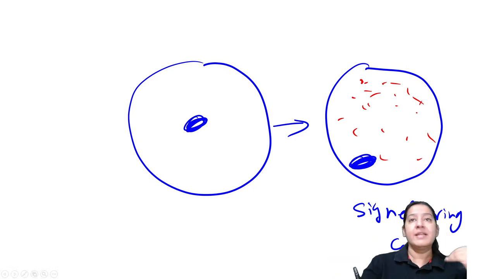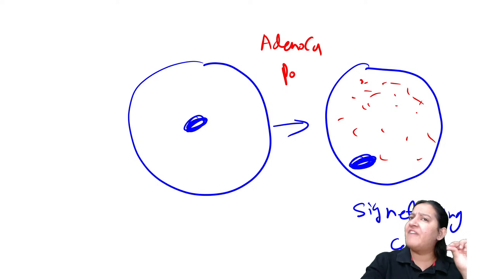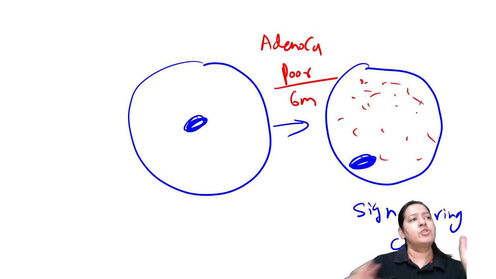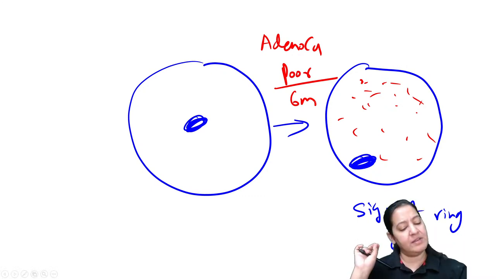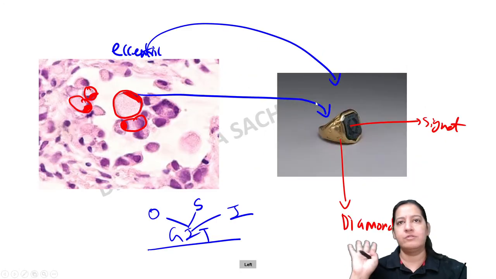Give me a thumbs up. It is a type of adenocarcinoma, a special type of adenocarcinoma which has a very, very poor prognosis. Patients actually die within 6 months. So treatment is not very effective. The irony, the pity, is that the patient does not survive. So it is a very bad thing.